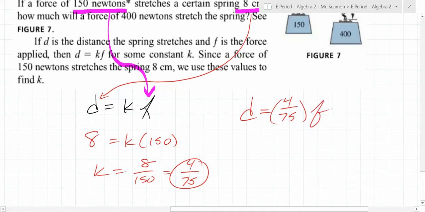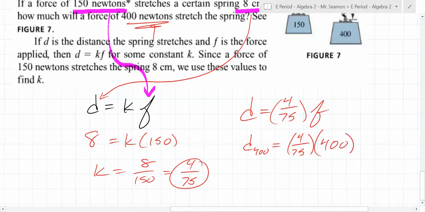What does this question ask us to find? How much will a force of 400 newtons stretch the spring? So where do we plug that in? Is that force or distance? We plug it in right there. I'm just saying the distance when F is 400. So what is the distance when you have 400 force on there? It's going to be 4 times 400 over 75. That's 1600 over 75.